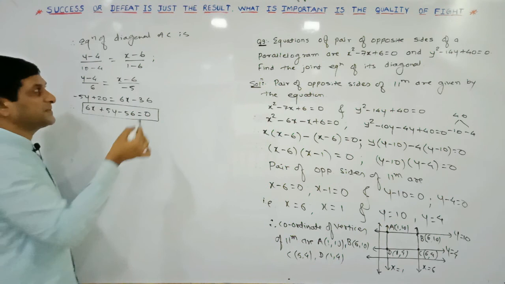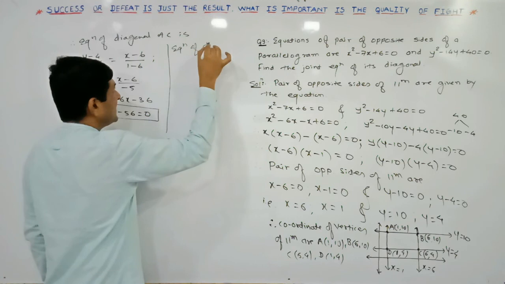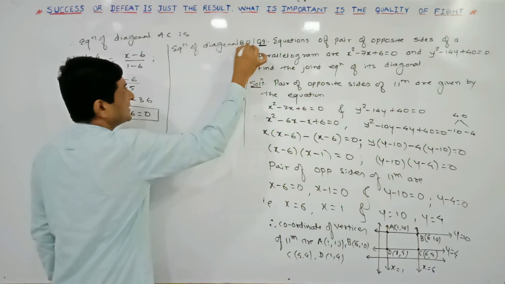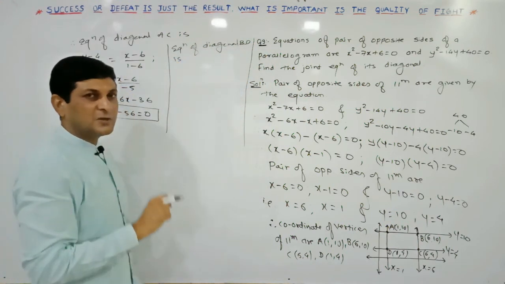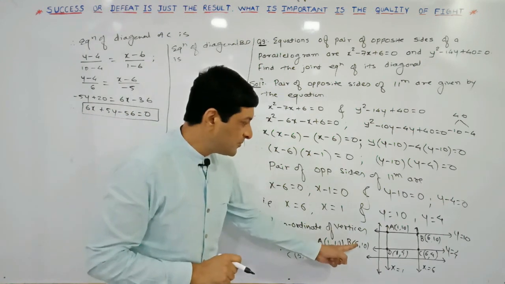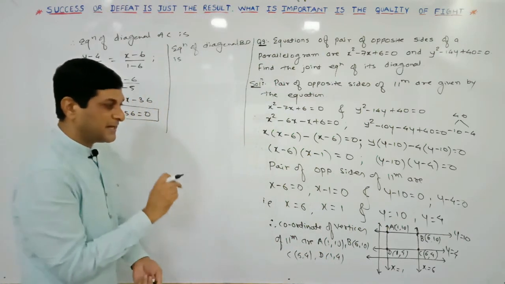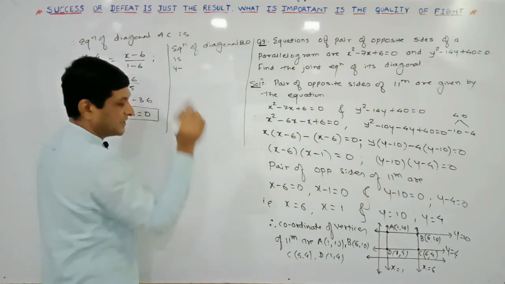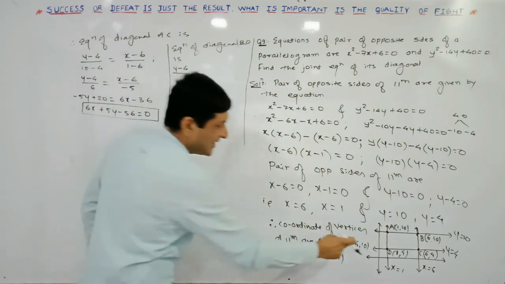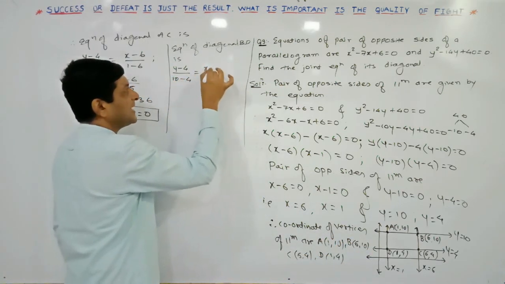Now find the equation of the second diagonal. The equation of diagonal BD: again, to find the equation of this second diagonal we are applying the two-point form. What are the coordinates of B? (6, 10), and D is (1, 4). Apply the two-point form. What will we get here? (y - y1), where y1 is 4, upon y2 - y1, which means 10 - 4, equals (x - x1).